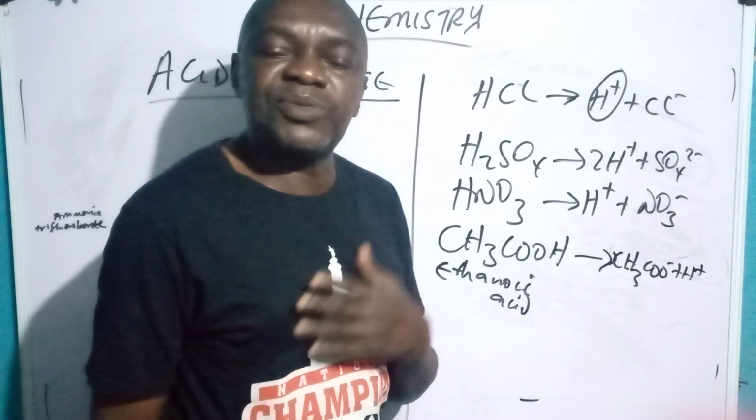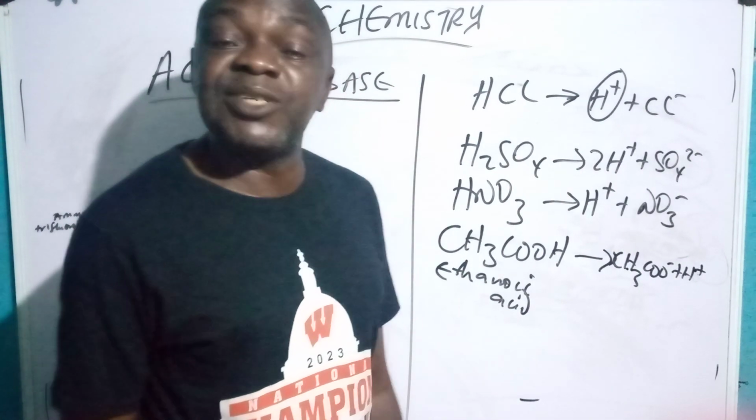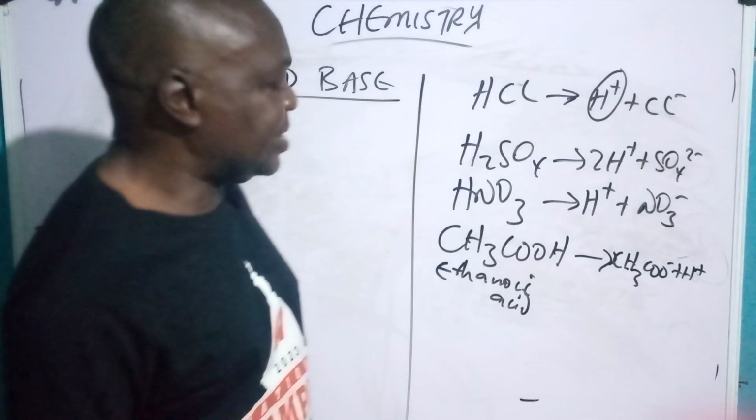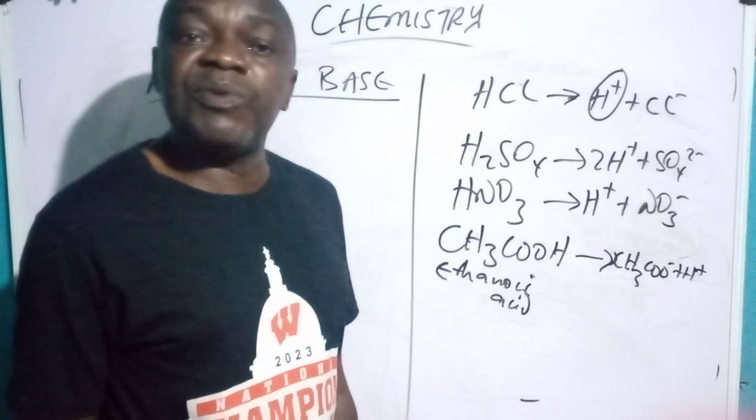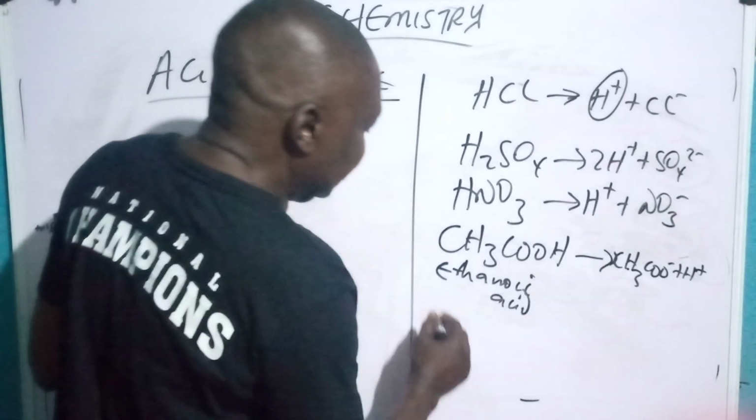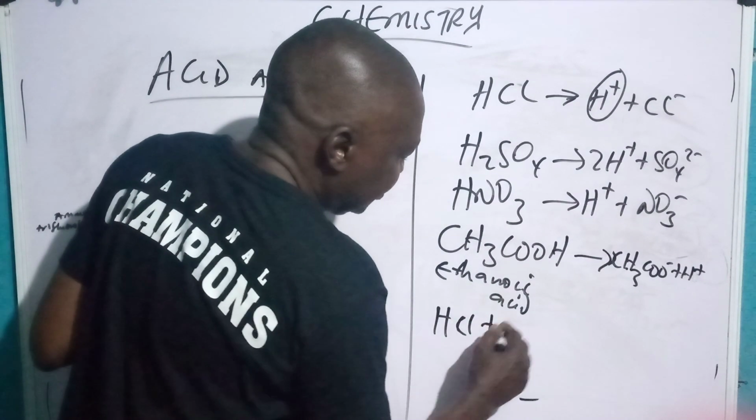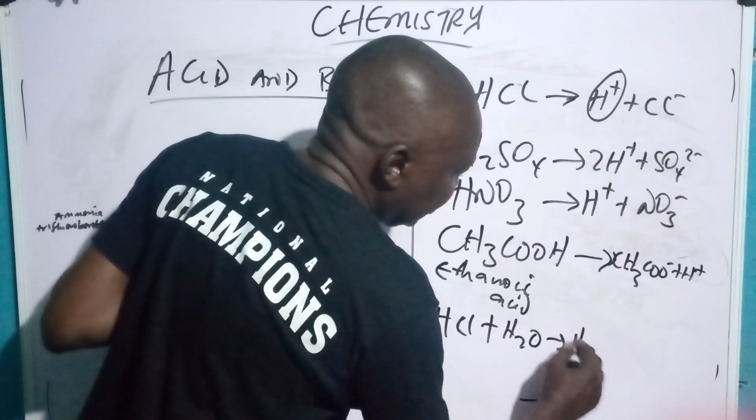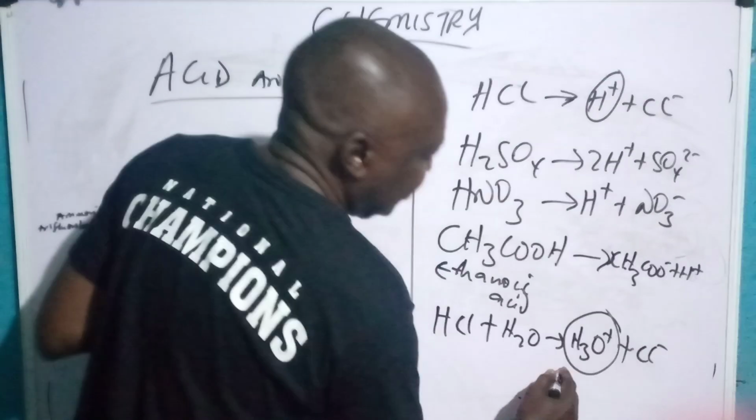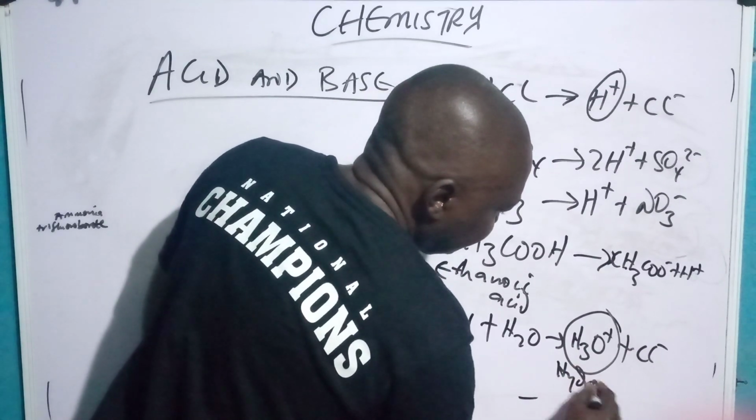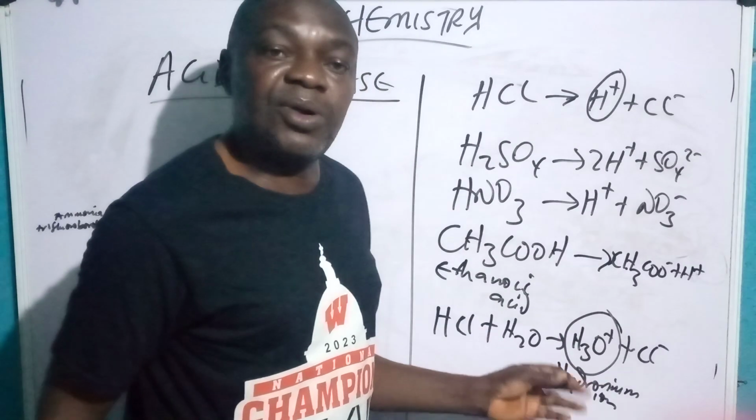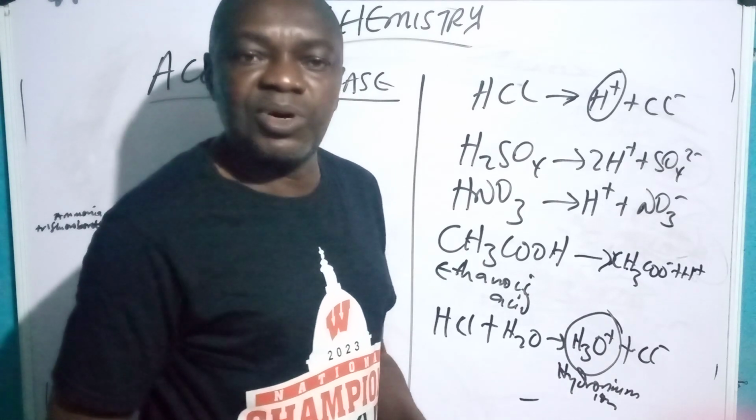That an acid is a substance which dissolves in water, dissociates to produce hydrogen ions as the only positive charge ion. However, there is still another definition of acid, that an acid is a substance which dissolves in water, produces hydronium ion. Both of them mean the same thing. HCl plus H2O gives you H3O plus Cl minus. This is the hydronium ion. So these are examples of some acid.